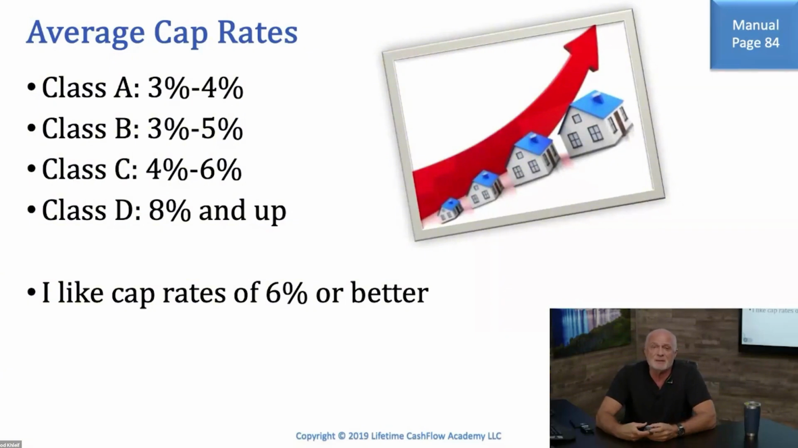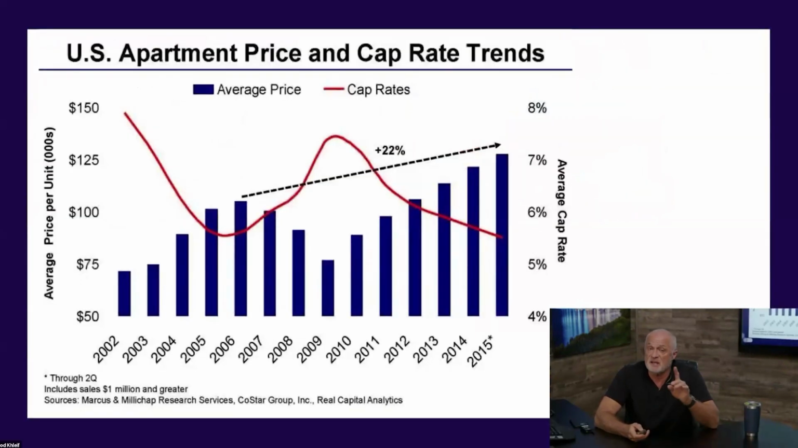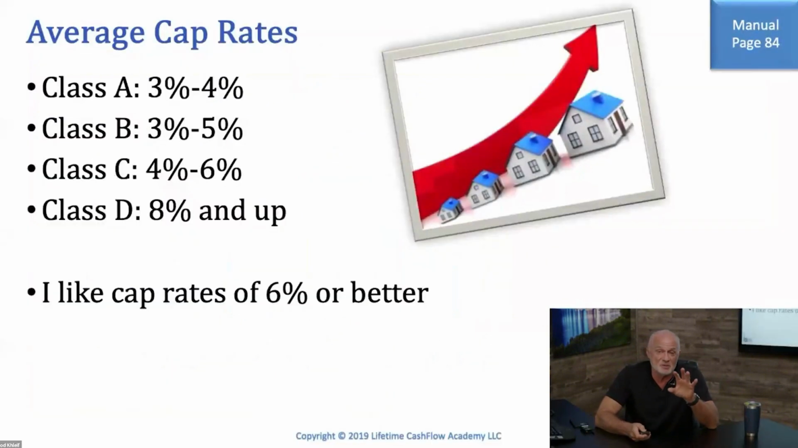Okay, so here's some average cap rates. Although these numbers have gone up slightly, I should adjust these now. But Class A, typically I would say, 3 to 4% is probably still good. Class B, 3 to 5%, C, 4 to 6%, and Class D can be as much as 12%. But I like to see cap rates of 6% or better, okay? That's what I like to see. And by the way, that's not the only thing we look at when we're looking at a property. We look at lots of other things. I'm going to tell you about those in a second here, but cap rate's one of the factors.